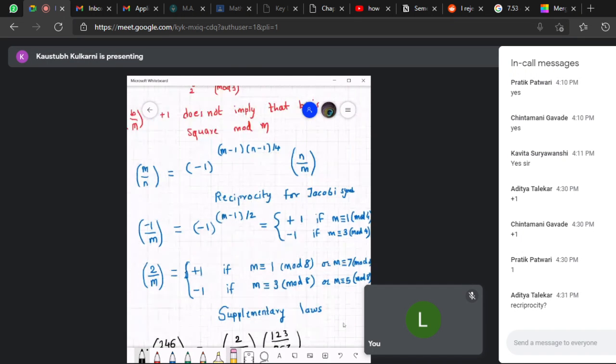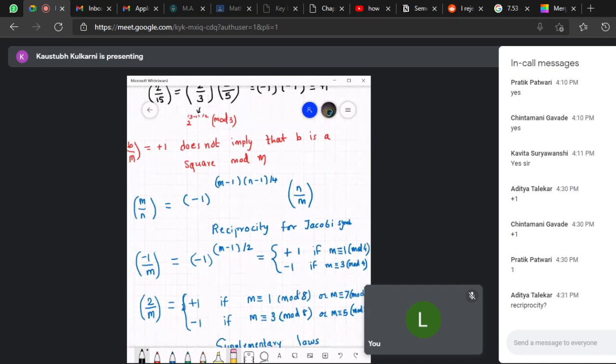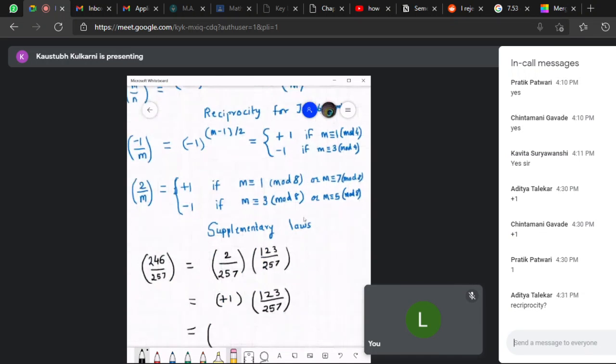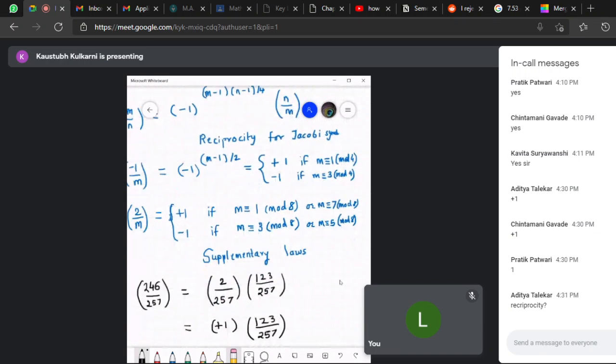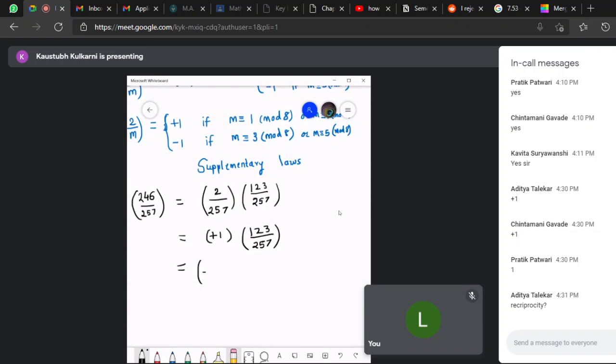Now can we reciprocate it directly? What will be the formula for reciprocation? -1 raised to (m-1)(n-1)/4. Okay, so I want to find the reciprocal of this. So -1 raised to (m-1)(n-1), that is 122 into 256 upon 4, into 257 upon 123. Is this step clear?